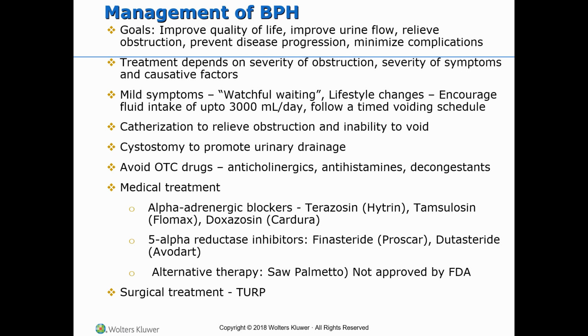Alternative therapies include dietary supplements. Serenoa repens or saw palmetto berry is commonly used in many cultures. It is not approved by the FDA and therefore must not be advised to patients. Surgical treatment includes TURP, which is transurethral resection of the prostate.